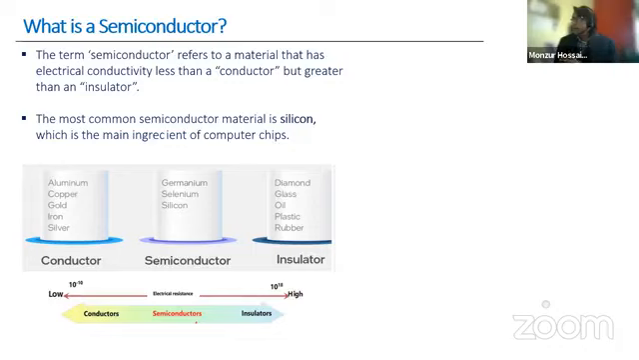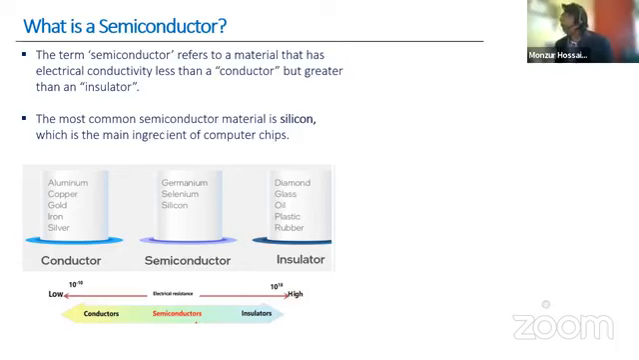As you see in the picture, aluminum, copper, gold, iron, and silver are very good conductor materials. On the right-hand side, diamond, glass, oil, plastic, and rubber are examples of insulators. They don't conduct electricity at all. But in the middle, you see germanium, selenium, and silicon. These materials have electrical conductivity that is not so good as a conductor, and it is also not completely an insulator. It is in between. So that is good for semiconductor chip designing.